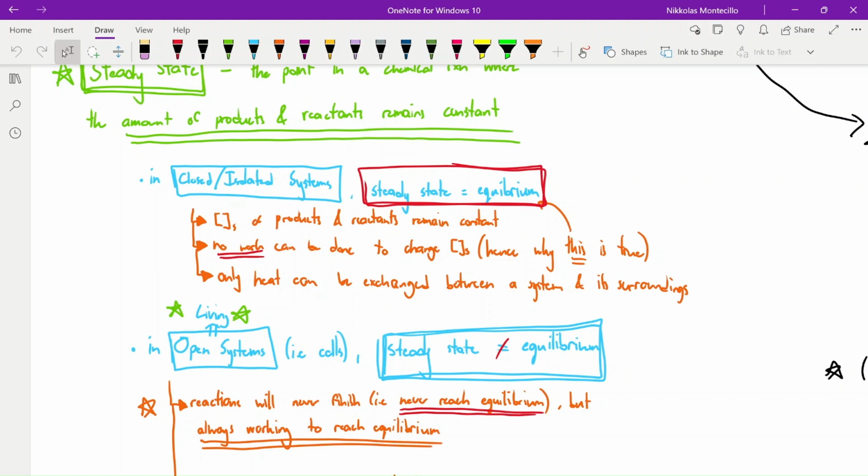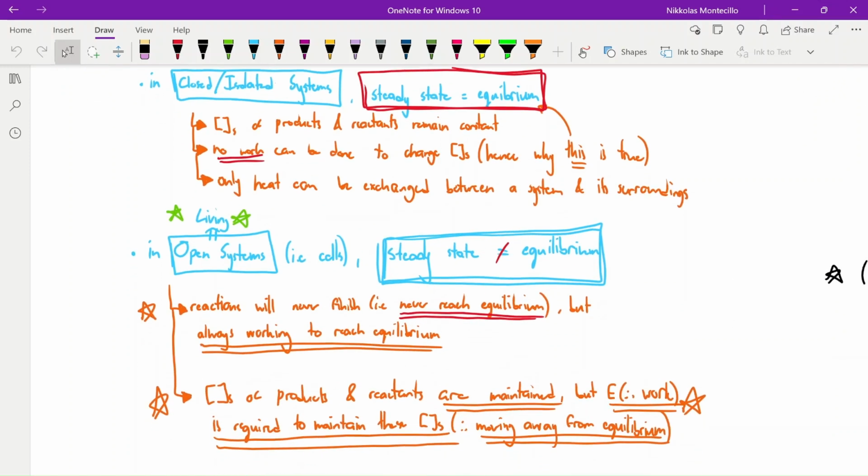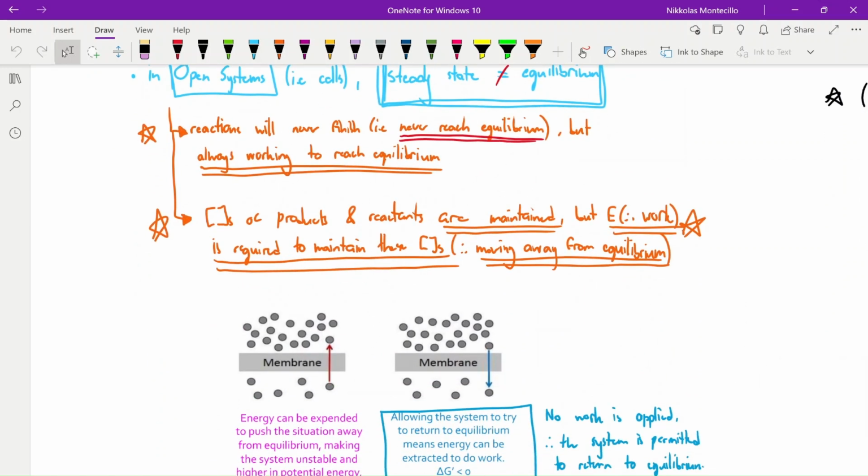In open or living systems, in essence cells, the steady state is not equivalent to the equilibrium, meaning that reactions will never finish, in essence never reach equilibrium, but they're always working towards reaching equilibrium. And the concentrations of the products and the reactants are maintained, but energy, and therefore work, and more specifically potential energy, is required to maintain the relative concentrations of both the products and the reactants. Hence, maintaining a certain point away from equilibrium.